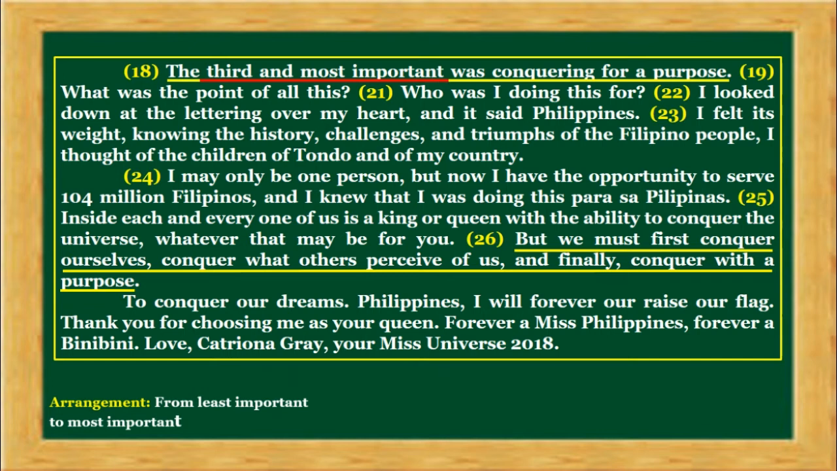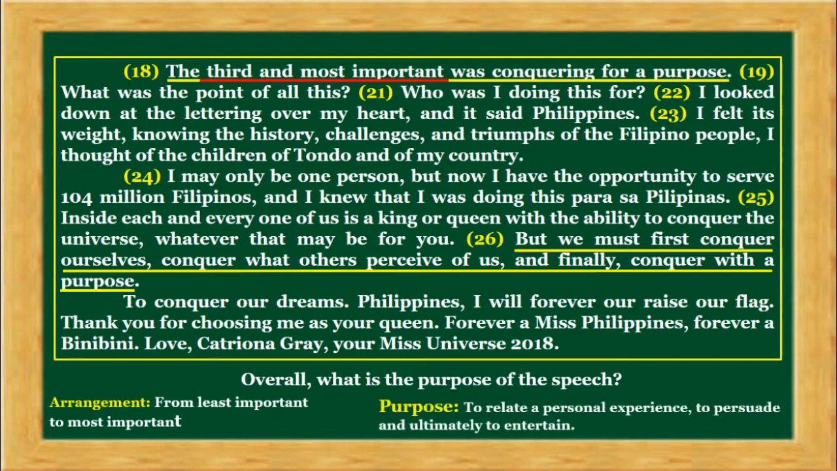What is the purpose of the clinching sentence? The purpose of the clinching sentence is to offer an advice. Overall, what is the purpose of the speech? The speech has three purposes. One is to relate a personal experience. Second, to persuade. And third, to entertain.